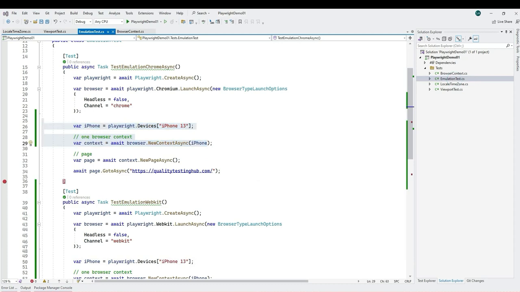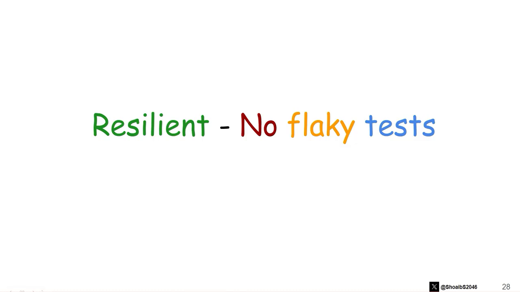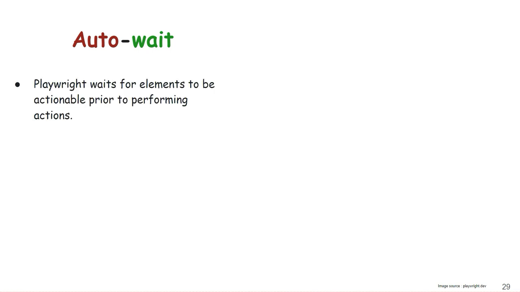Perfect. So we talked about the emulation part, and now let's talk about resilience. Why does Playwright say that there are no flaky tests? If you write a test with Playwright, the test will mostly be very less flaky. There is something called the auto-wait concept in Playwright. Playwright waits for the element to be actionable prior to performing an action.